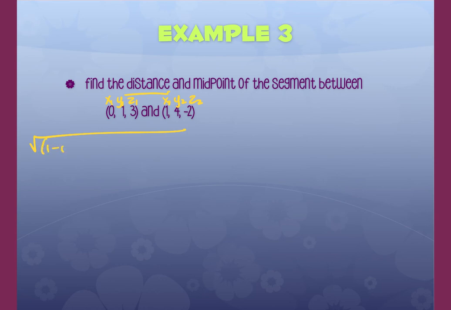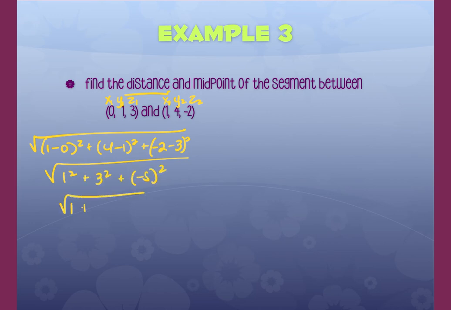So this would be 1 minus 0 squared plus 4 minus 1 squared plus negative 2 minus 3 squared. Square root of 1 squared plus 3 squared plus negative 5 squared, which is 1 plus 9 plus 25, 10 plus 25, which is the square root of 35. With every square root, you want to make sure that you can't break that down. 35 is just 5 and 7, nothing repeats, so it's going to stay as is for your distance.